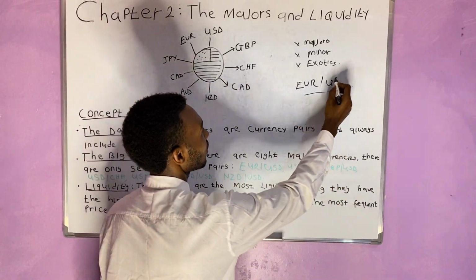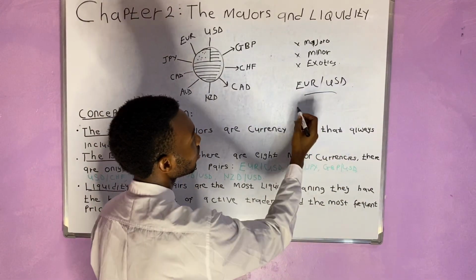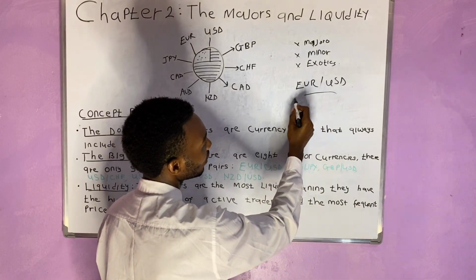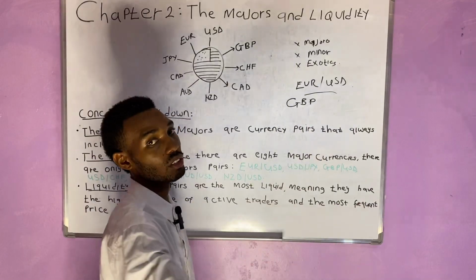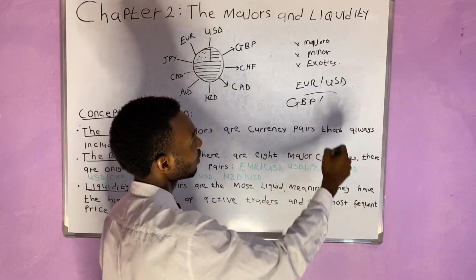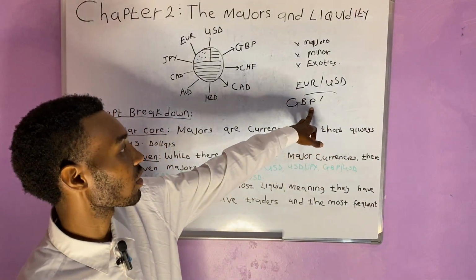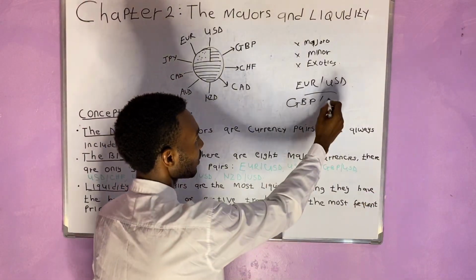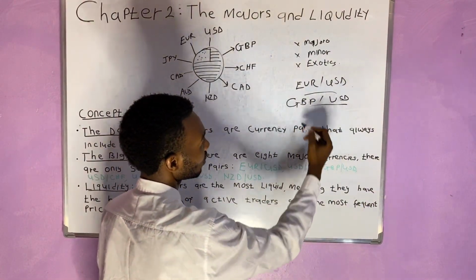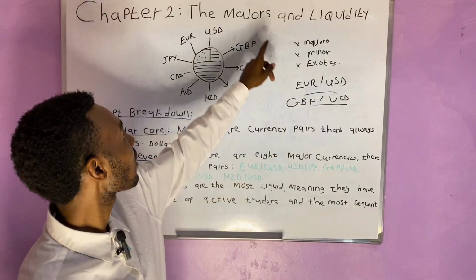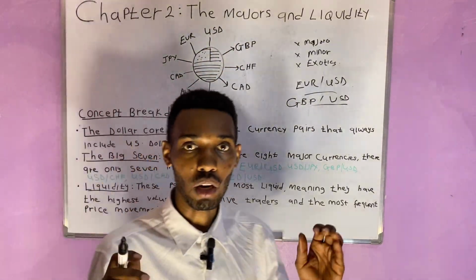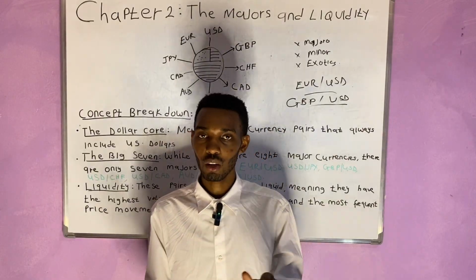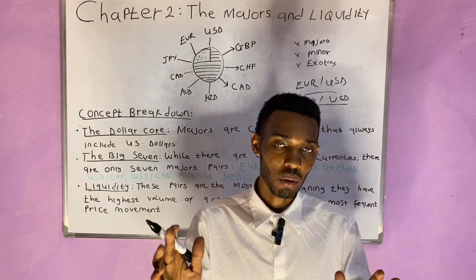Let's say even the GBP, that is the British currency. It has the USD. This is a major currency. Now it is grouped into 3 according to how you trade those major currencies.